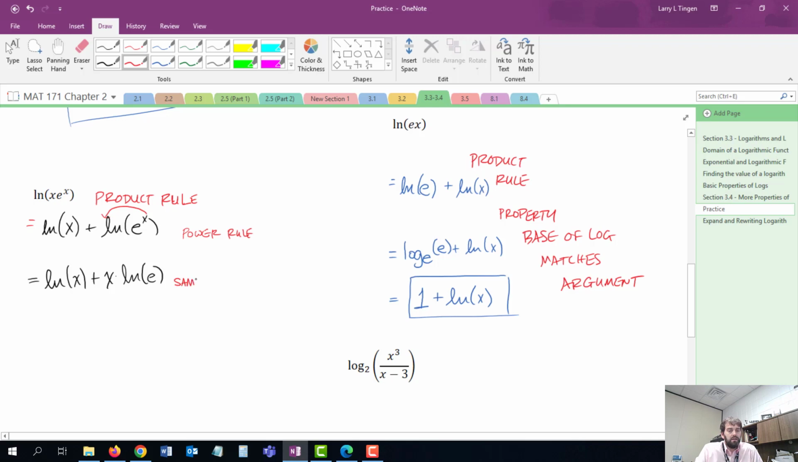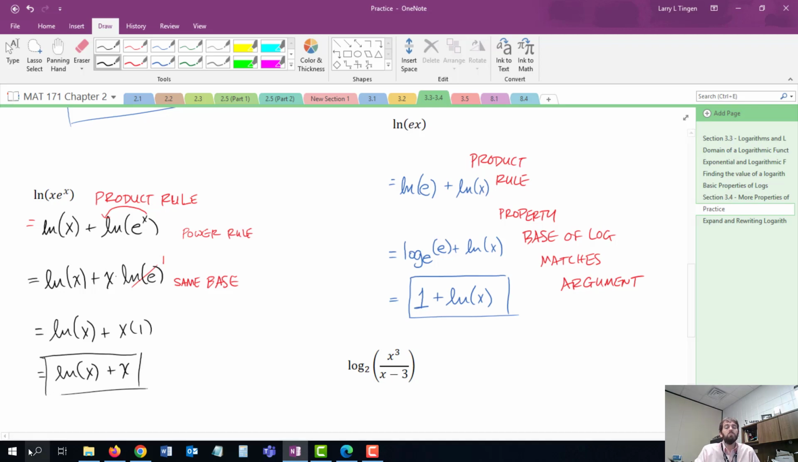And then product, quotient, and power are done. Now the only thing left are the properties. Natural log of e, I've got the same base, so the natural log of e is just 1. So what do I end up with? Natural log of x plus x times 1, which is the natural log of x plus x.